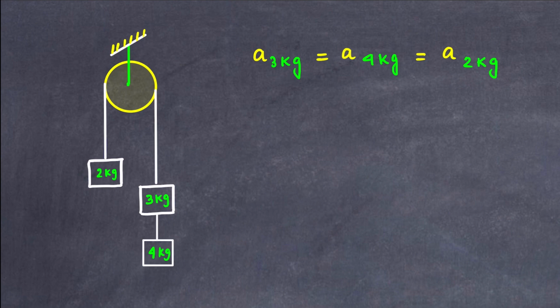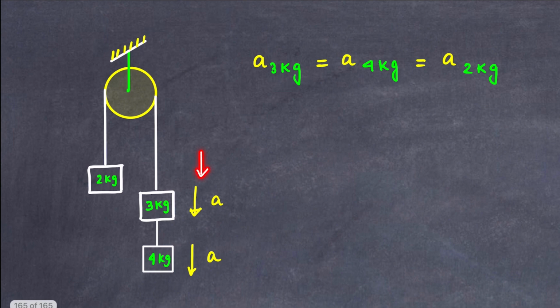So over here you can see that the combined mass of 3 kg and 4 kg is much greater than the 2 kg mass. So that means the 3 kg mass will move downward, and suppose the acceleration of the 3 kg mass is a. Similarly, the 4 kg mass will also move downward, and the acceleration of the 4 kg mass will also be a. Since the 3 kg mass and the 4 kg mass are moving downward, the 2 kg mass will move upward, right? So the acceleration of the 2 kg mass will be upward and the value of that acceleration will be a.